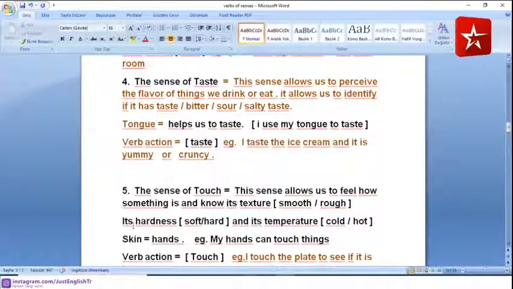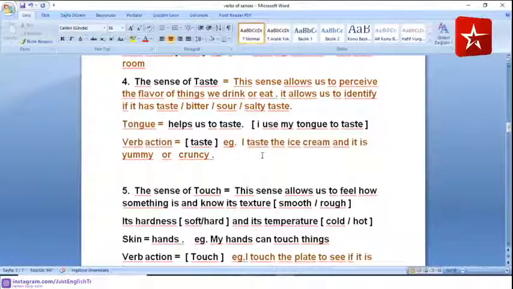All right, students? Now tell me, in this next sentence, what is the action verb? I taste the ice cream and it is yummy, or you can use the word crunchy. Now guys, tell me, which verb is an action verb in this sentence? I taste the ice cream and it is yummy or crunchy. Yeah, I'm getting your feedback.